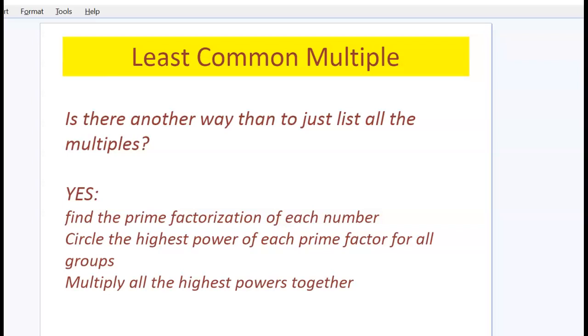All right, let's try another one. This question was posed, is there another way that we could find the common multiple? Yes, we could list all the multiples and then look for 180, but again, that's a very tedious procedure.